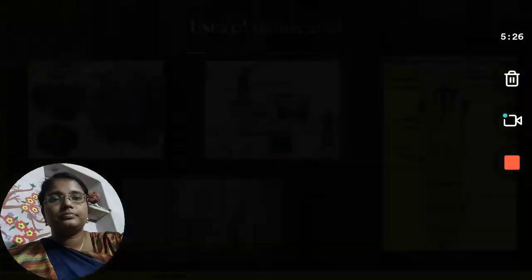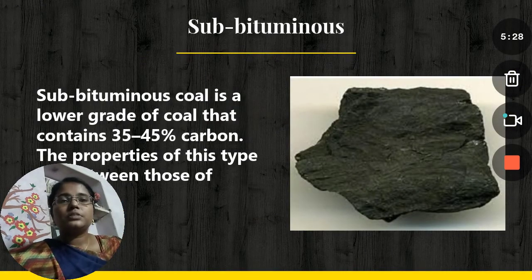subbituminous coal. Subbituminous coal is a lower grade of coal that contains 55% of carbon. The properties of this type are between those of lignite, the lowest grade of coal, and those of bituminous coal, the second highest grade of coal. Subbituminous coal appears as grey-black or dark brown. It ranges from hard to soft.